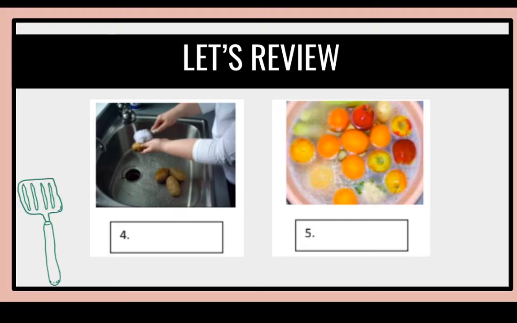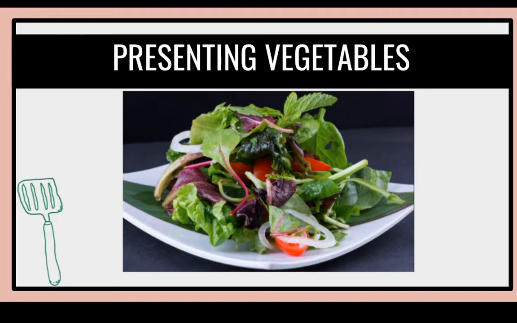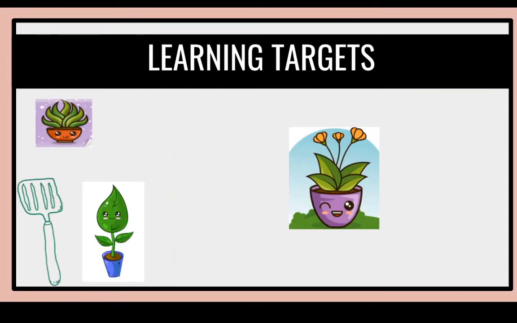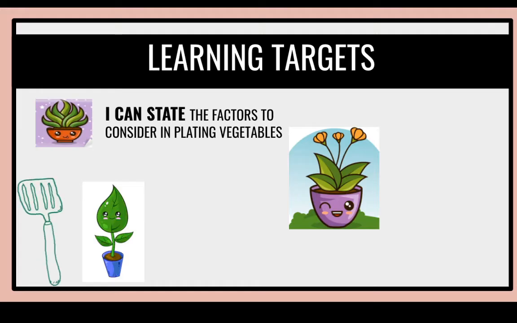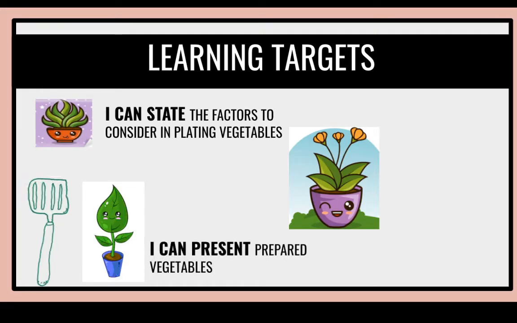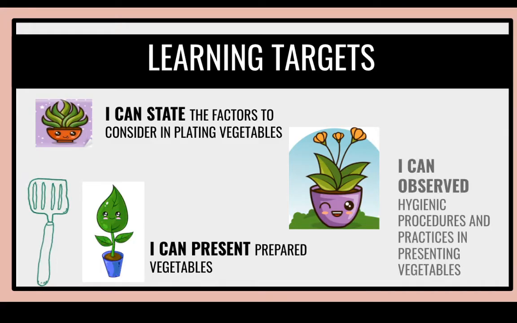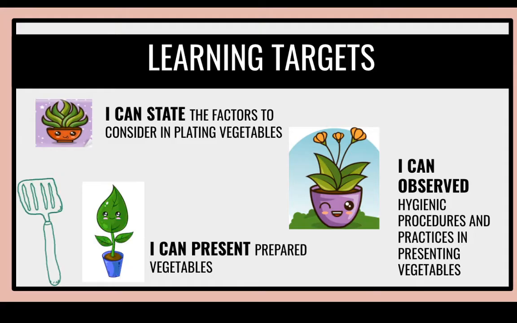If you answered correctly, then that means you are ready to proceed with our next lesson for today. This is about presenting vegetables. These will be our learning targets for today. First, you have to state the factors to consider in plating vegetables. I can present prepared vegetables. I can observe hygienic procedures and practices in presenting vegetables.